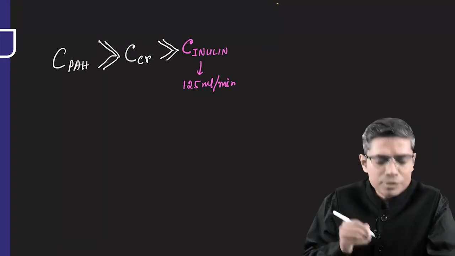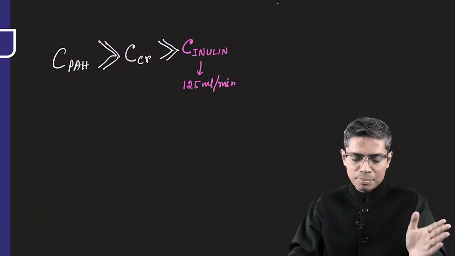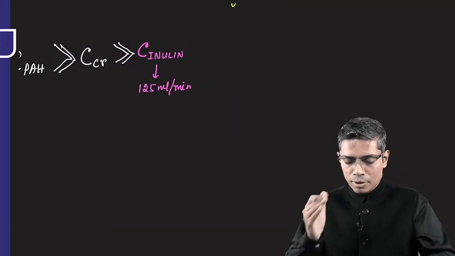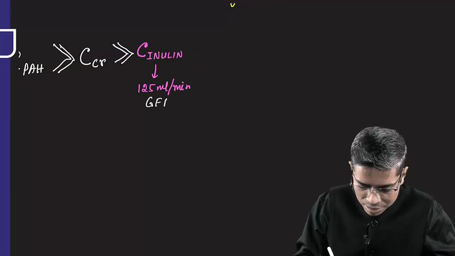Okay, PAH. I will tell you the reason. Para-aminohippuric acid. So clearance of PAH is the maximum, followed by clearance of creatinine, followed by clearance of inulin, which is equal to GFR, right? So obviously this is equal to GFR.